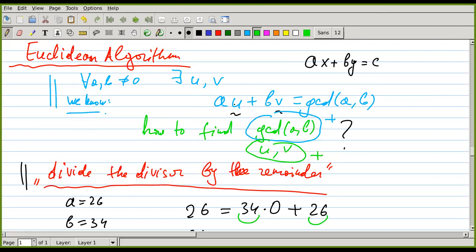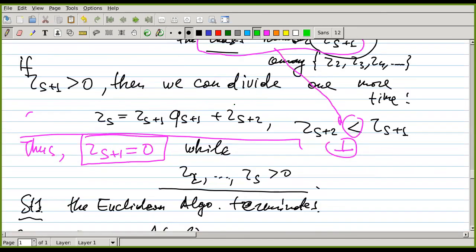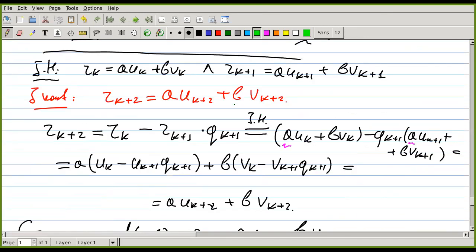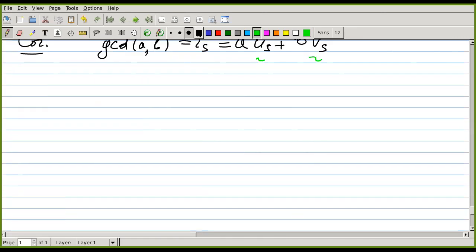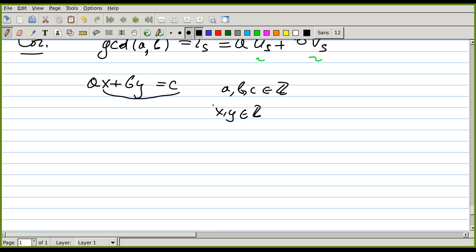Yes. Next time, we will apply all these procedures to solving an equation of the form AX plus BY equals C, where A, B, and C are integers, and it is necessary to find a pair of integers X and Y which make this equation true. Any questions, please?